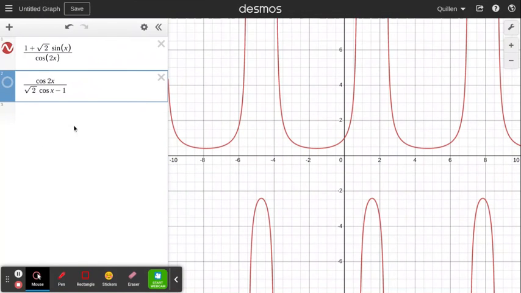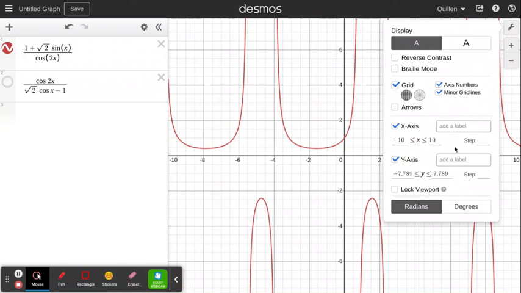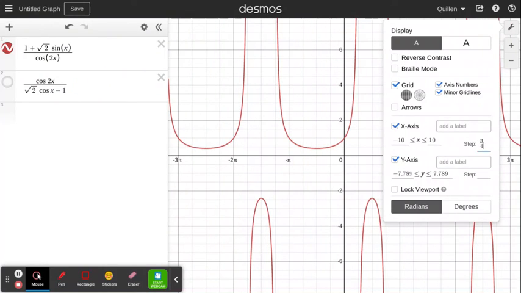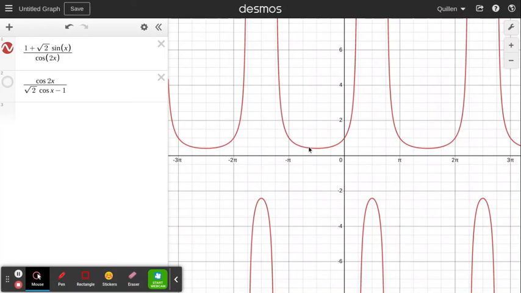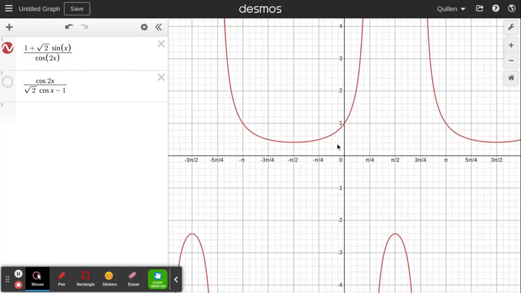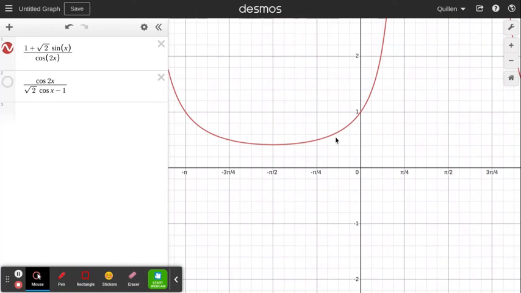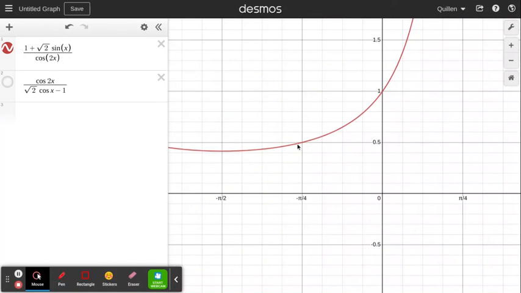Let's turn off this purple function. And I'm going to show you how to do this in case you don't already know. You can change the step by going to step right here and writing in whatever you want for your step. And if we look at pi over 4, it does look like it's going to pass through 0.5 right there. So that means we got the right answer. Good for us.